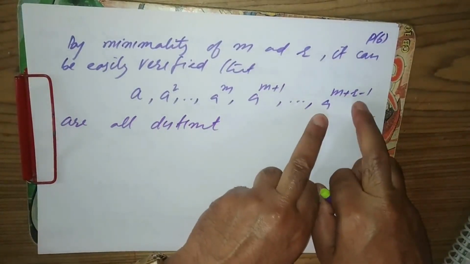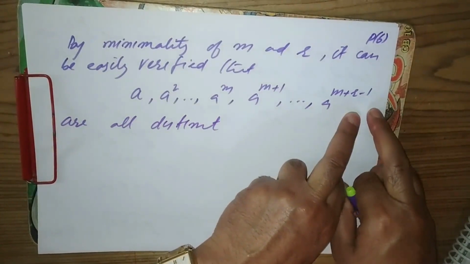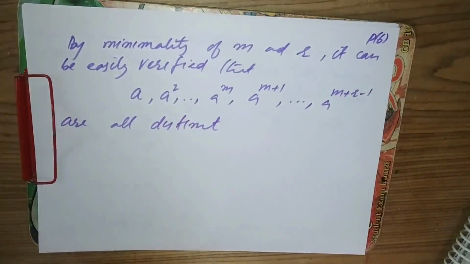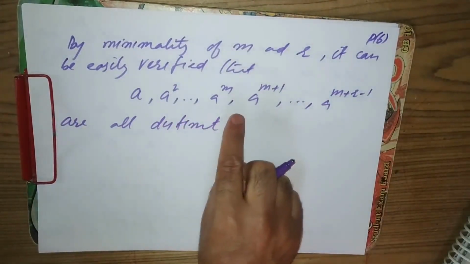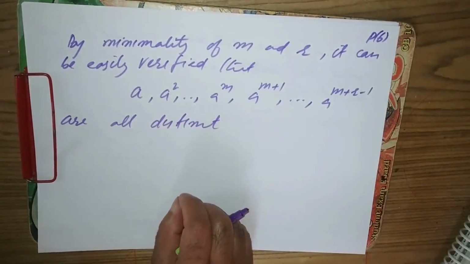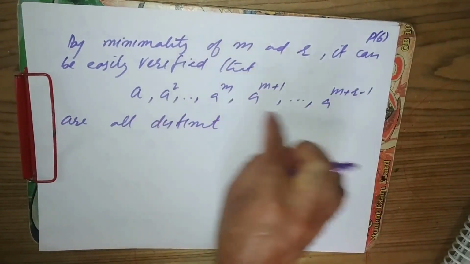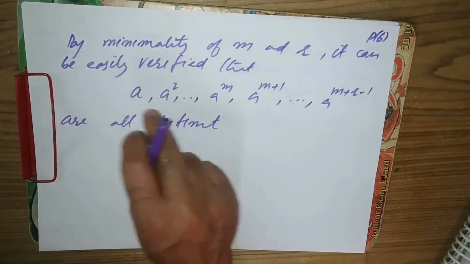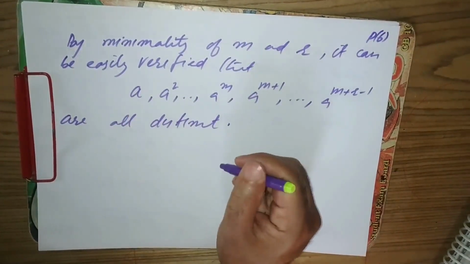After this element a power m plus r minus 1, we have a power m plus r, but a power m plus r is the same as a power m. And since m and r are the least elements with that property, a power m is equal to a power m plus r, so there is no repetition among these elements. They are all distinct. These elements are all distinct.